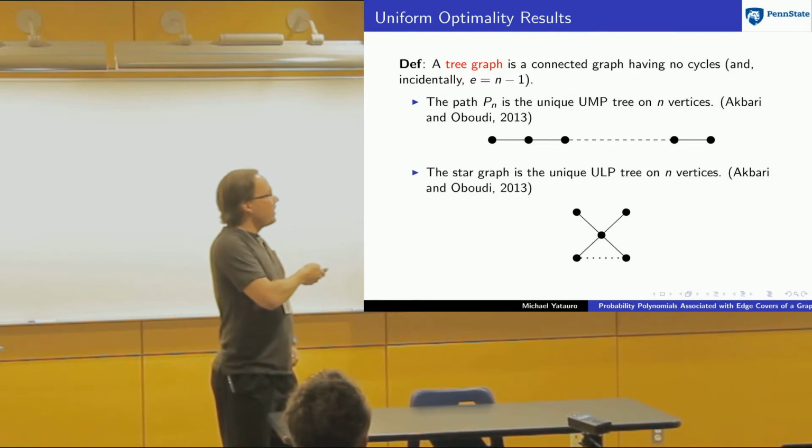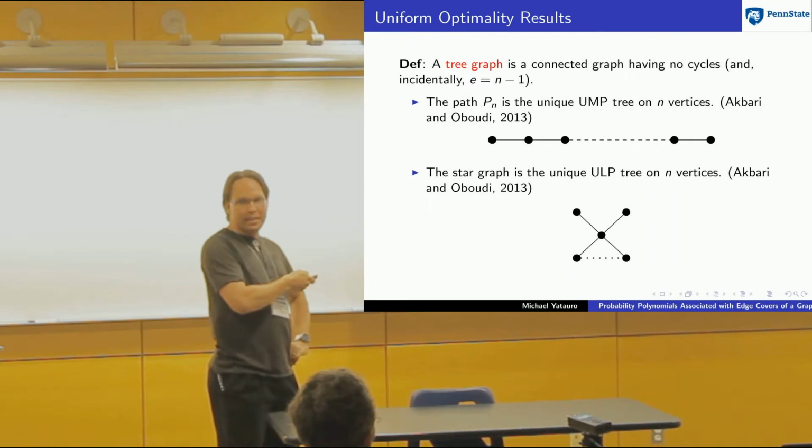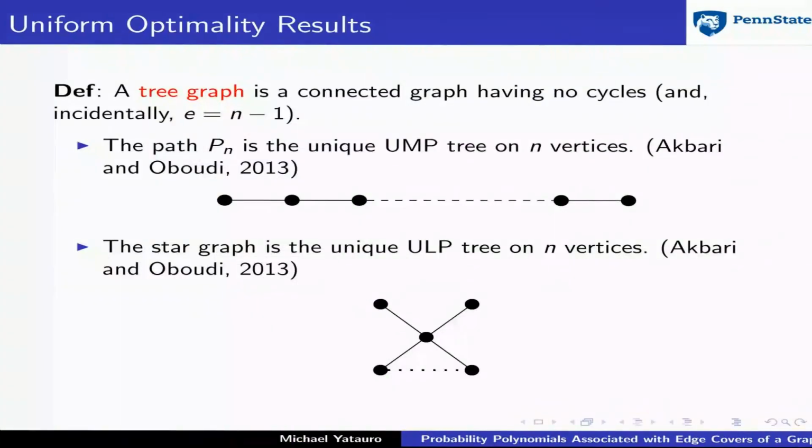than this case where we have a star graph, because the star graph has the most pendants, and in order to get an edge cover, we have to take all those pendant edges. And here the path only has two pendant edges. So here's most probable, least probable in the context of trees. You know, edges is number of vertices minus one. So all we did was ask, what happens if we step up the number of edges by one?